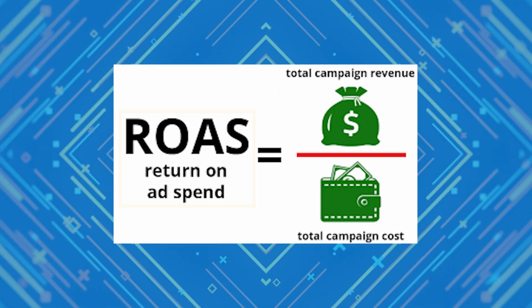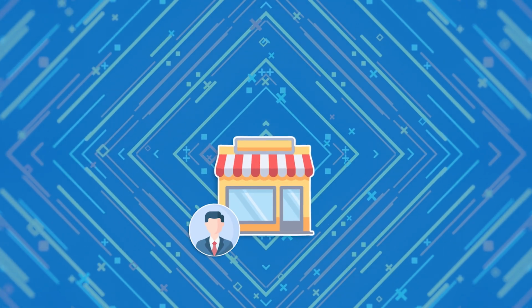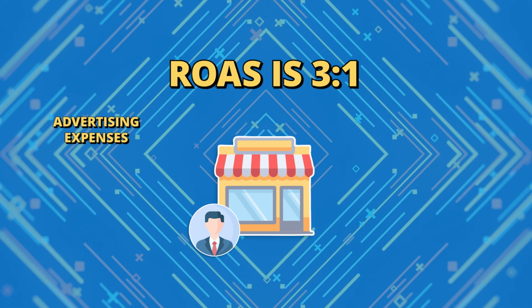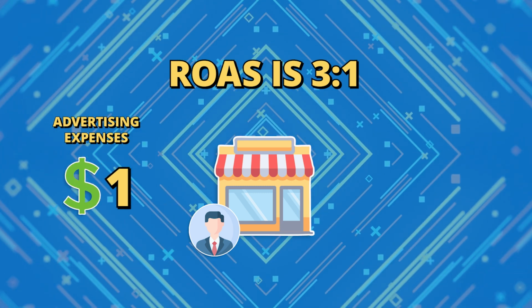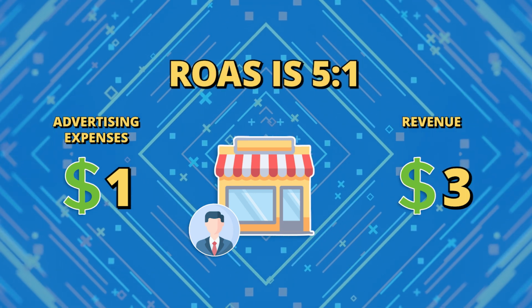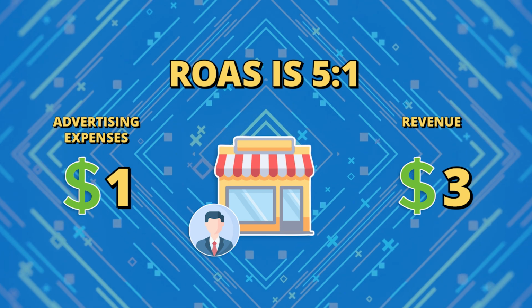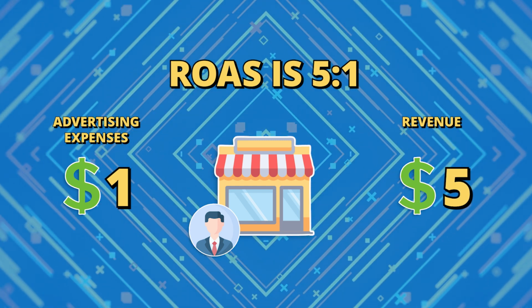The formula for calculating return on ad spend is this. Your ROAS equals revenue divided by advertising costs. So let's say you own a business whose return on ad spend is 3 to 1. That means that for every $1 that you spend on advertising expenses, your business earns $3 in revenue. If your business's ROAS is 5 to 1, that means that for every $1 that you spend on advertising expenses, your business earns $5 in revenue.